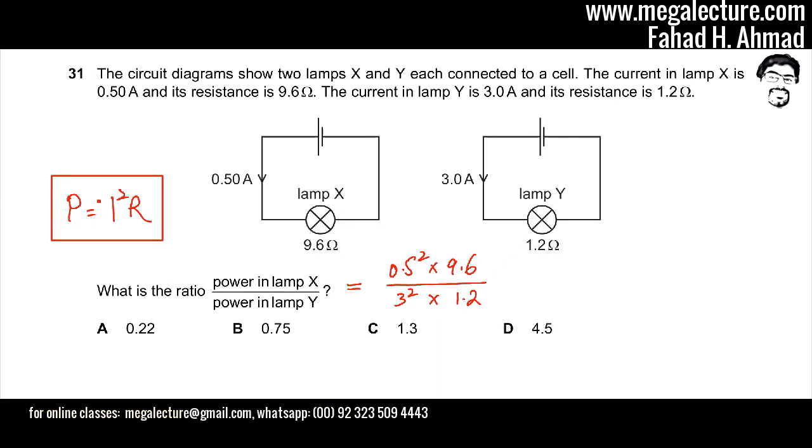And this value comes out to be 0.2 and another 2. And it's a trailing 2, but if you look over here, everything is accurate up to 2 significant figures. This value is also 2 significant figures. This value is also 2 significant figures. So we're going to round off our answers to 2 significant figures, which is going to give us option A as being the correct answer.